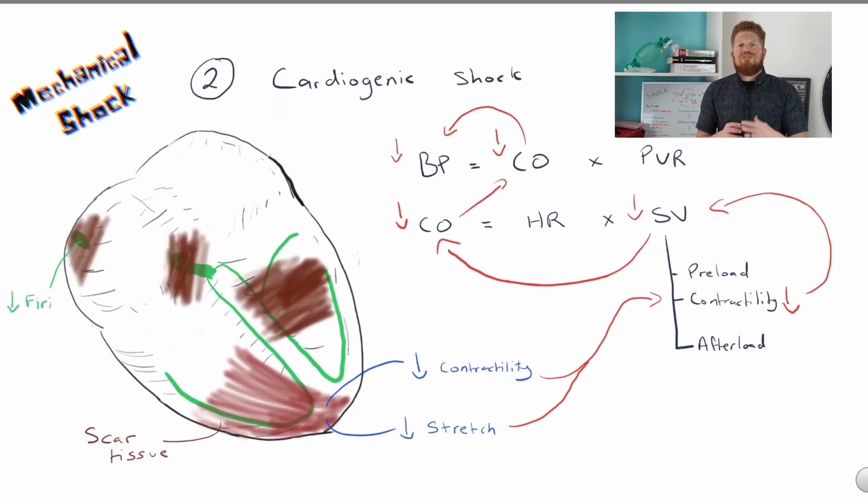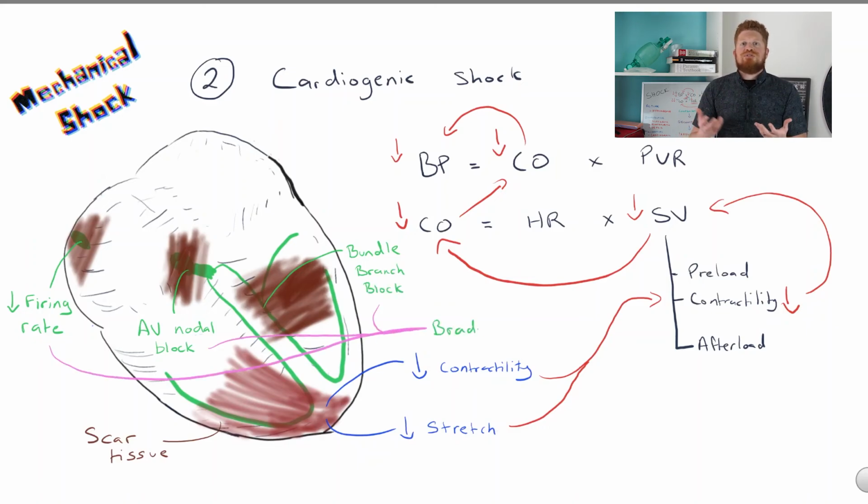On top of this, if this acute coronary syndrome damages our heart's electrical conduction system, we'll often end up with cardiac arrhythmias, namely a bradycardia or a bradyarrhythmia, which is a slow heart rate. If we reduce the heart rate on top of reducing contractility and stretch, we're going to significantly reduce cardiac output, which will then significantly reduce blood pressure.